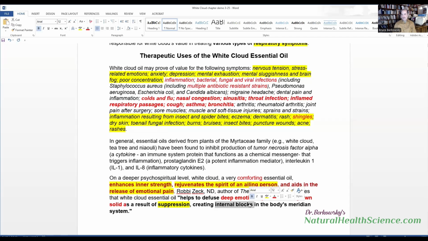A block, if you just look at the word, sounds like substance. A yang act created a yin substance, or made it substantial. The emotion's substance. And this block is in the body's meridian system. In other words, the acupoint channels.